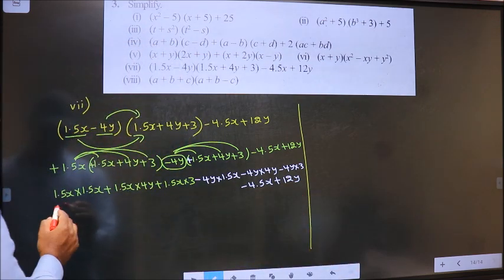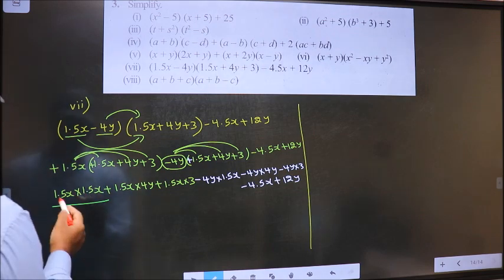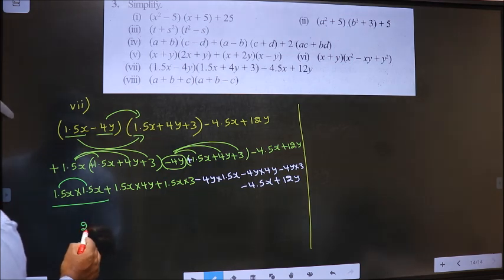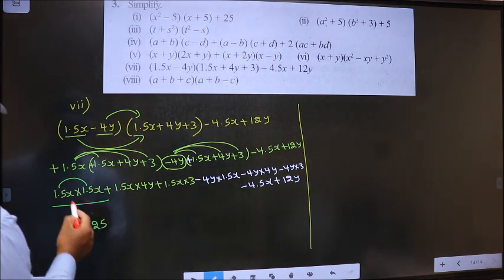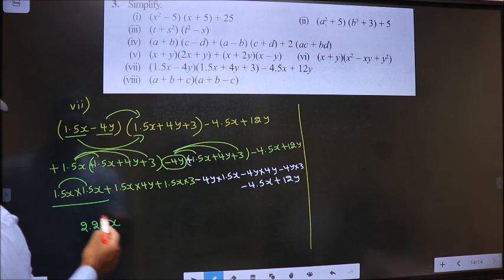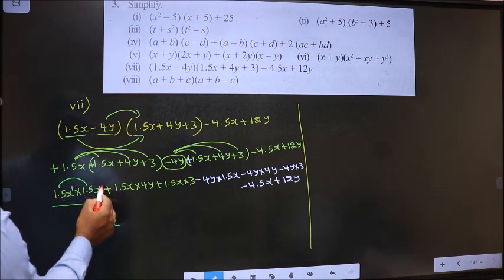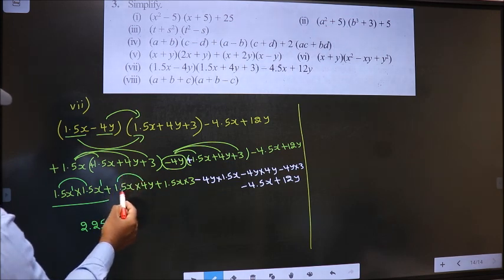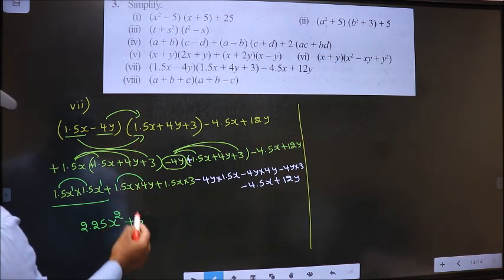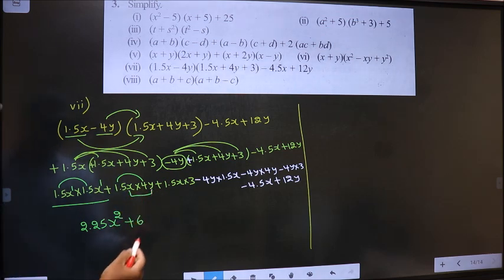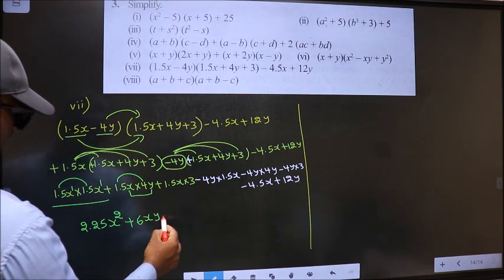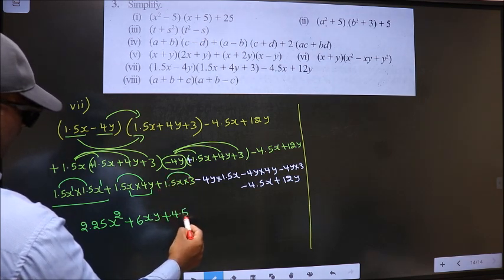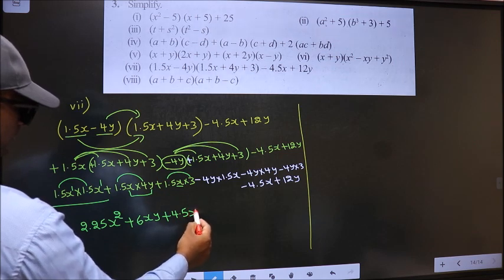Now here first we should multiply the numbers. 1.5 into 1.5 is 2.25. X into x, x. Add the powers, 1 plus 1, 2. Plus, here multiply the numbers first. 1.5 into 4, 6. Letters are different, so you write as it is. Plus 1.5 into 3, 4.5. X appeared only once, so x.